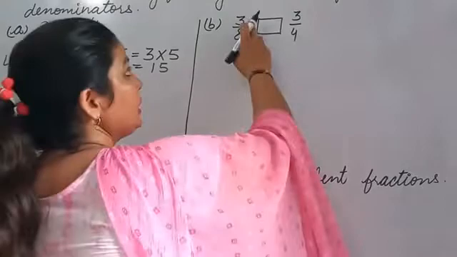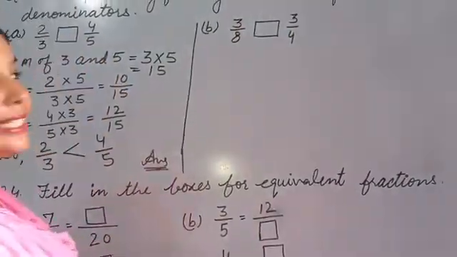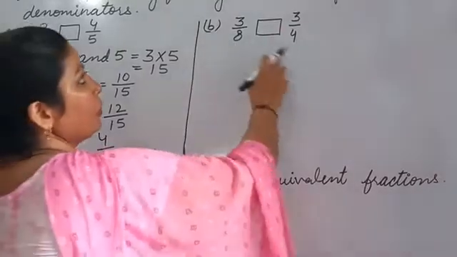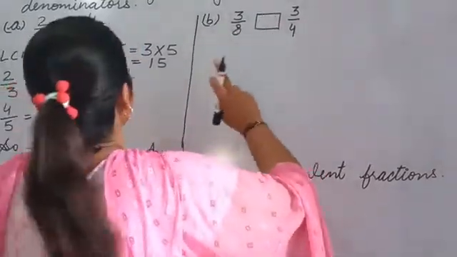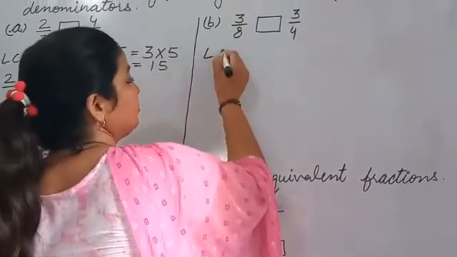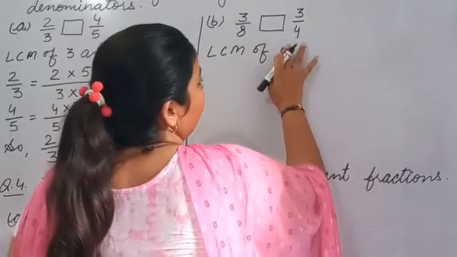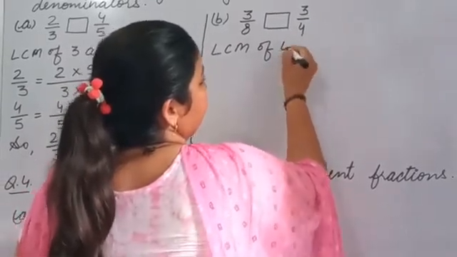There is 3 upon 8, 4 upon 8. So first of all we find the LCM of 8 and 4. It is saying to find the LCM of the denominators, and by that we compare. So we find the LCM of 4 and 8.